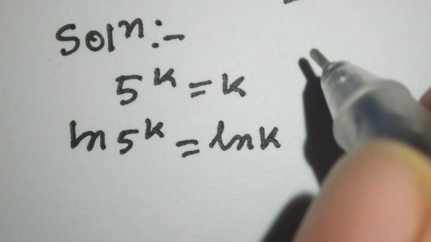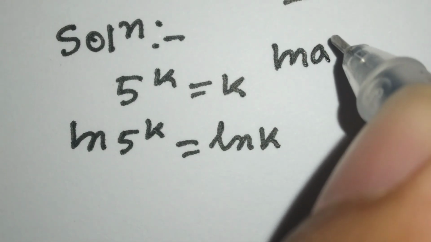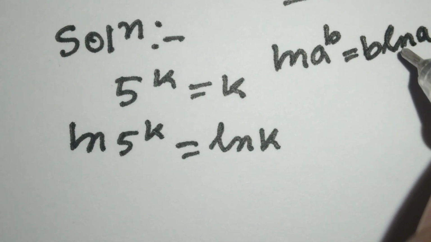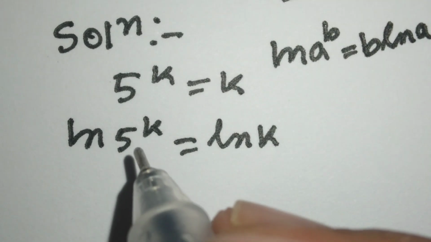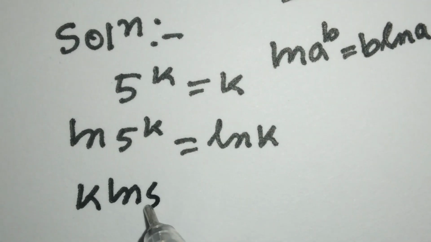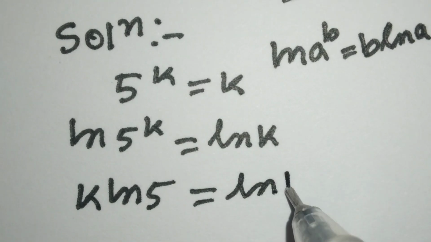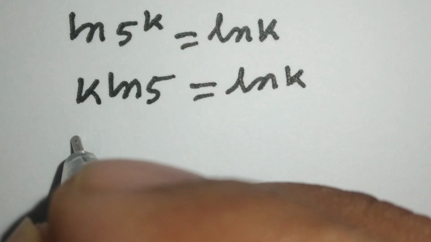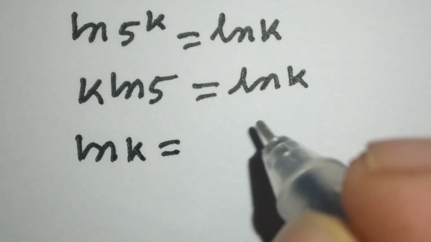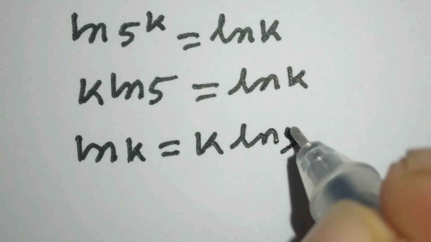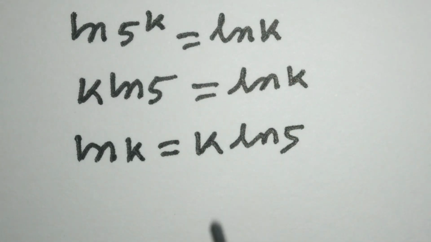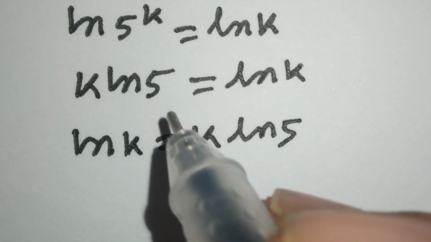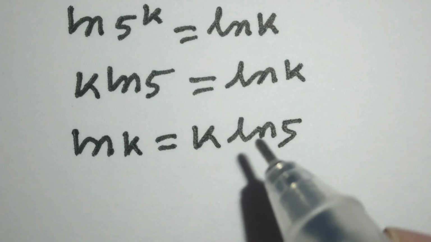We know a math property which is ln a to the power b is equal to b ln a. According to this math property, we can write here k ln 5 is equal to ln k. We can write this line as ln k is equal to k ln 5. Just a side change: ln k on the left side and k ln 5 on the right side.